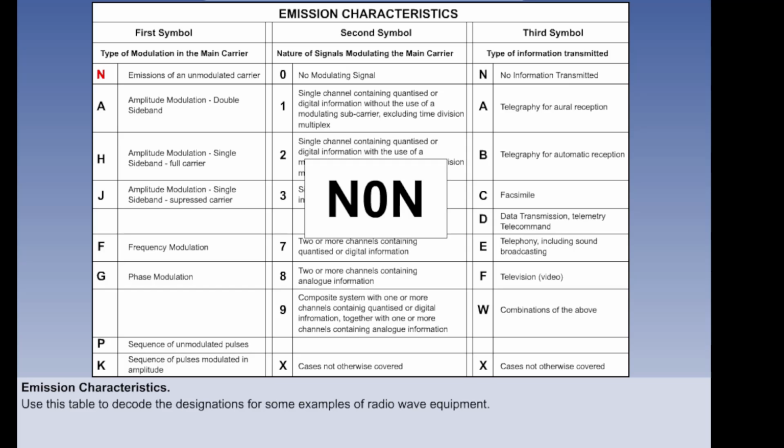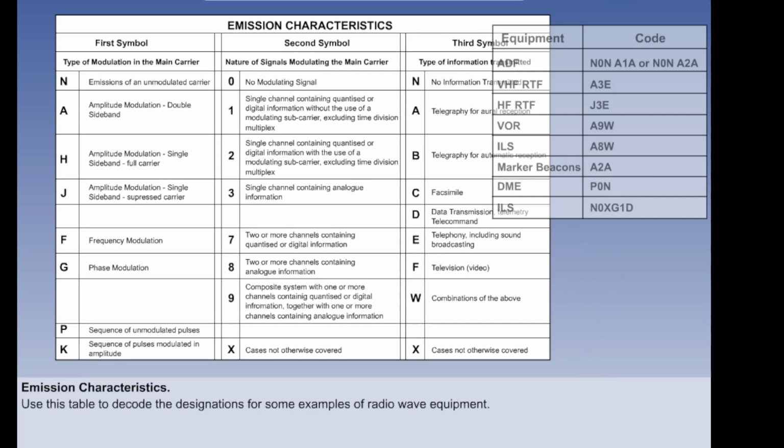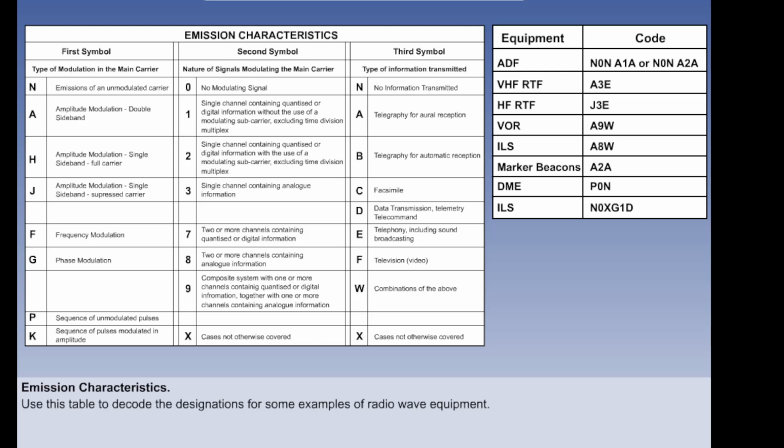For instance, the first N in N0N shows that the carrier is unmodulated. 0 means that there is no modulating signal. And the second N indicates that no information is transmitted. Now use the table to decode the designations which are listed here.